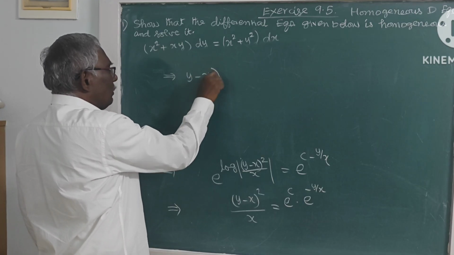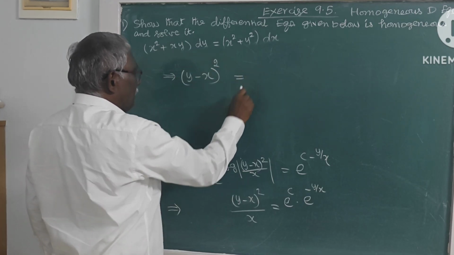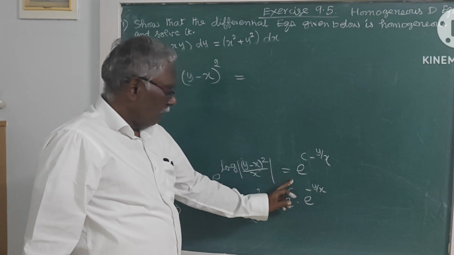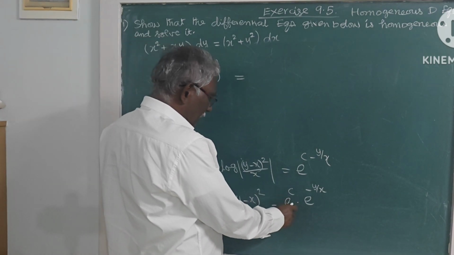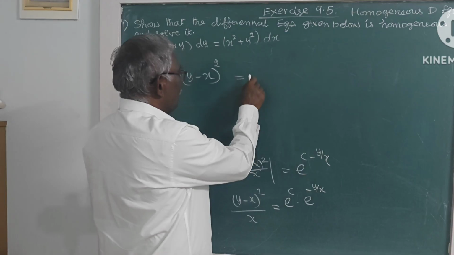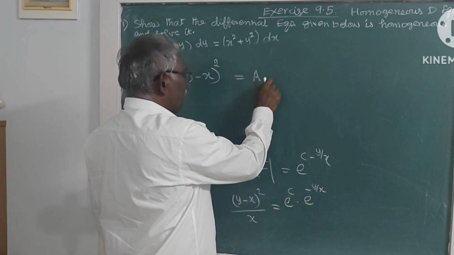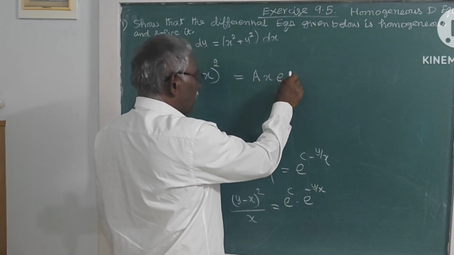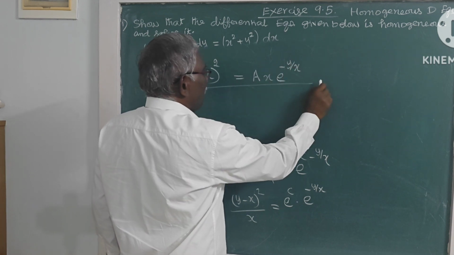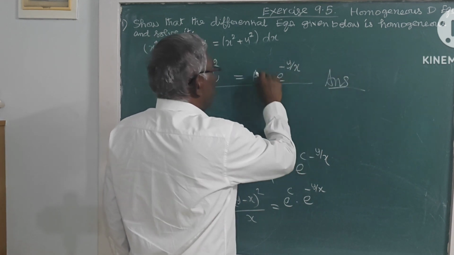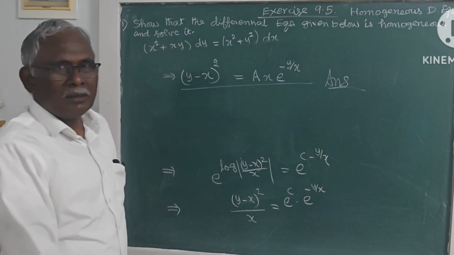(y minus x) whole square is equal to, we replace e power c with some other constant a, so a x e power minus y by x. So this is the solution, where a is a constant.